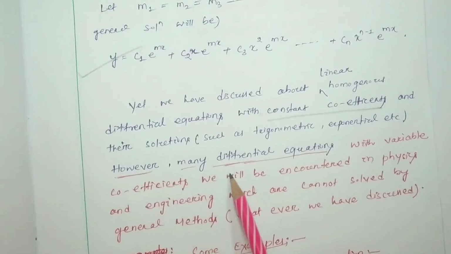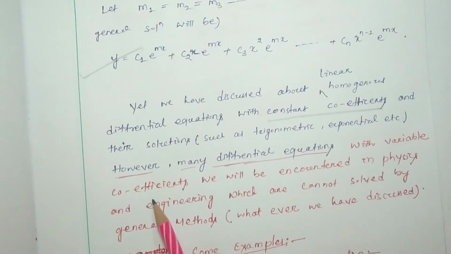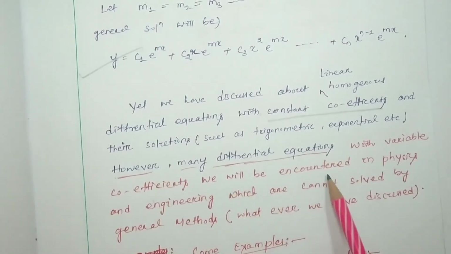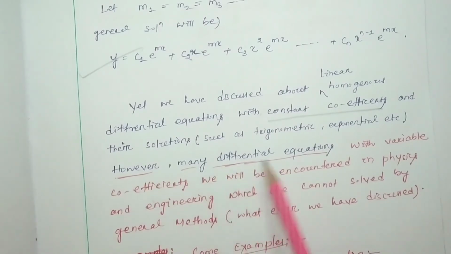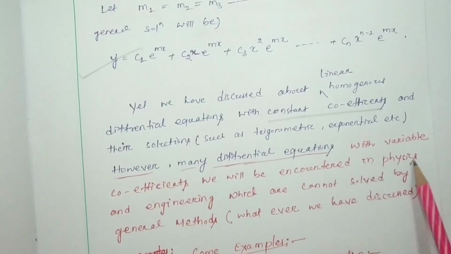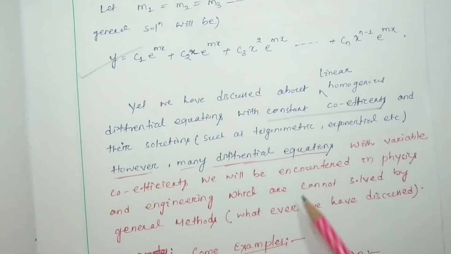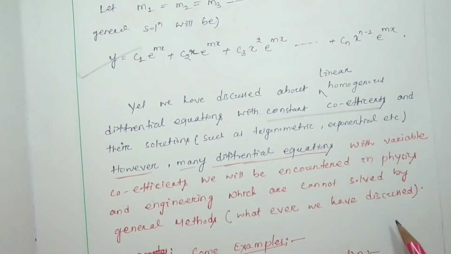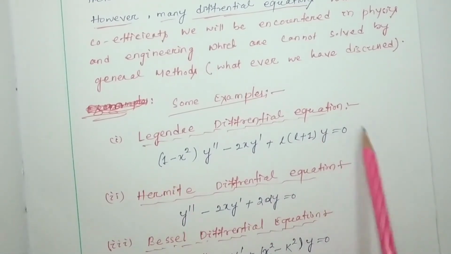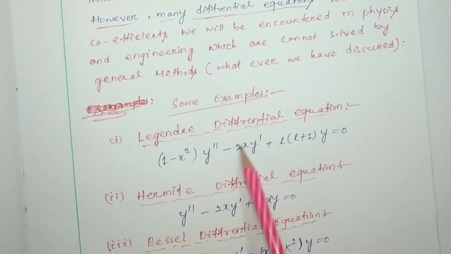However, many differential equations with variable coefficients, not constant coefficients, are encountered in physics and engineering, and they cannot be solved by the general method. Whenever the coefficients are variables, they cannot be solved by this general method. Some examples I can show you. This is a second order differential equation, but the coefficient is variable, it is not constant.